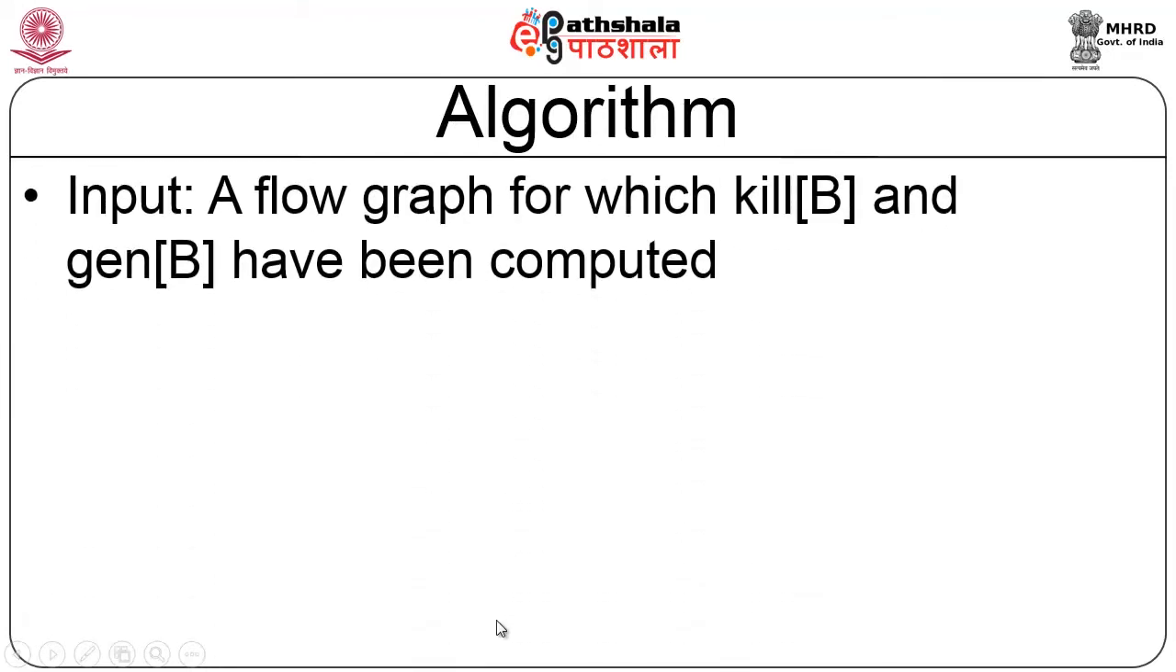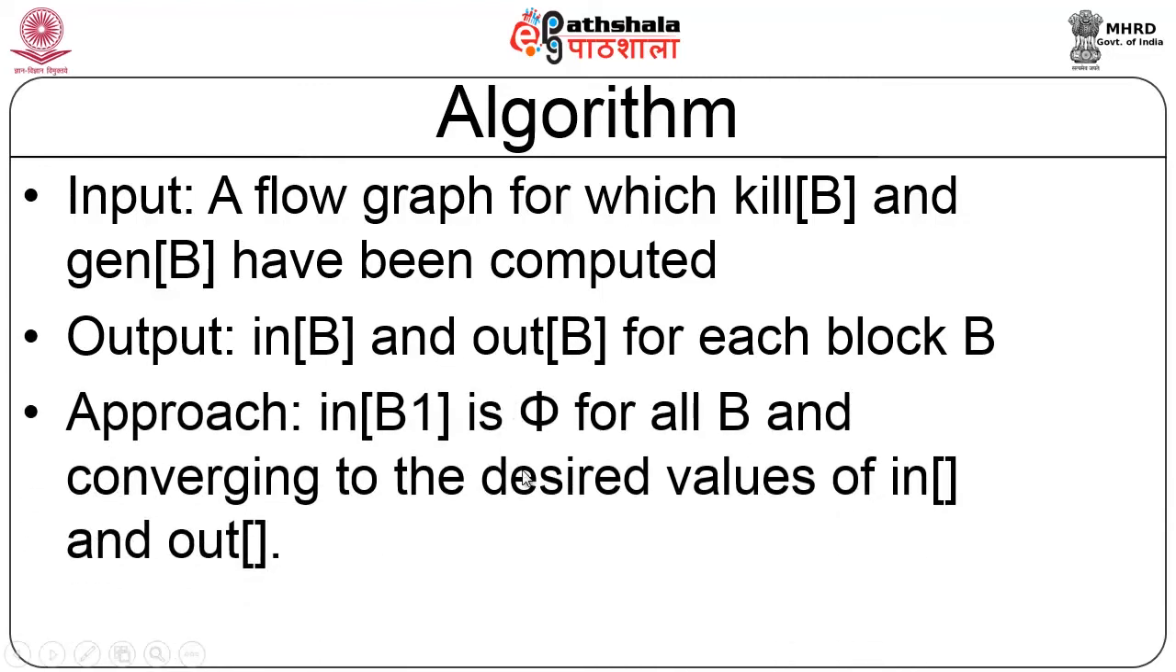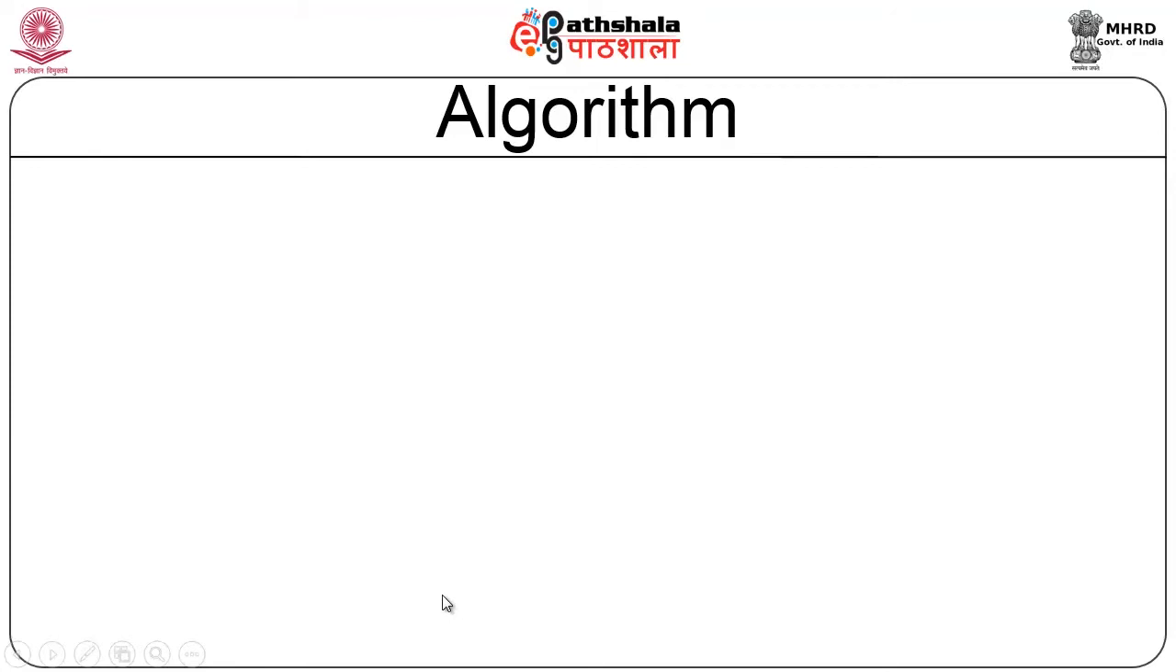So, the algorithm here: your input will be a flow graph for which kill of B and gen of B have been computed. We have already computed gen of B and kill of B in the previous module, where we looked at statement by statement. We will do the same thing in the context of basic block. That is your input, and output will be in and out of every block. The approach is the in of basic block B1 is assumed to be null, the out is null for all blocks, and converging to the desired values of in and out basically. So, what do we do here?